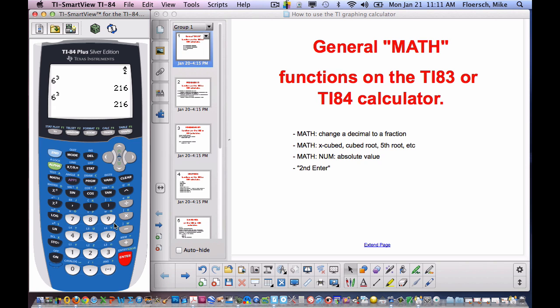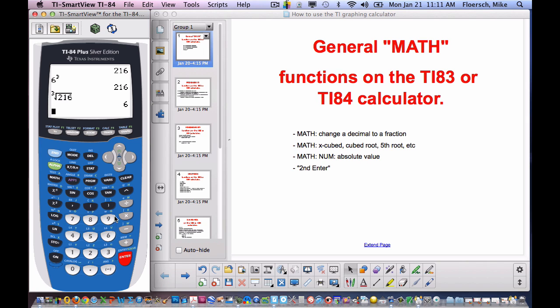Gives me my answer. Let's say I want to do the cube root of 216. Well, then I would hit the math key, hit number 4, and it'll come up cube root of, and then you'd say 216 and hit enter, and the answer is 6.